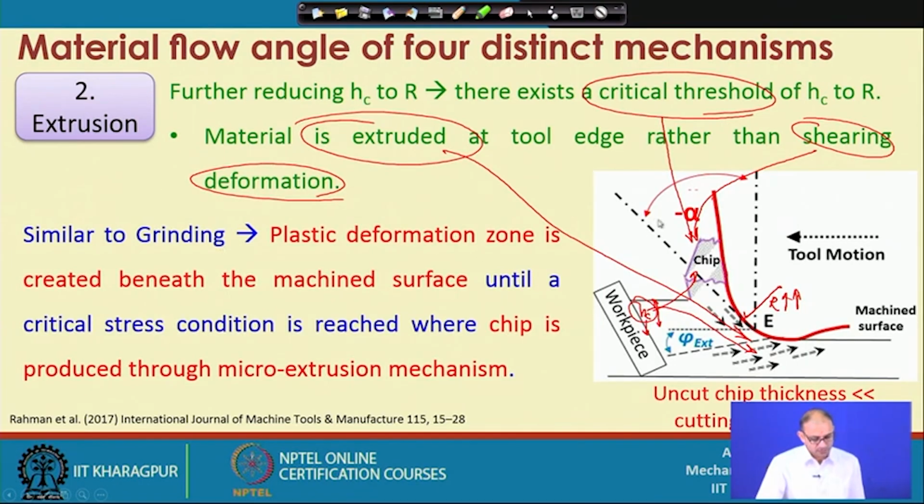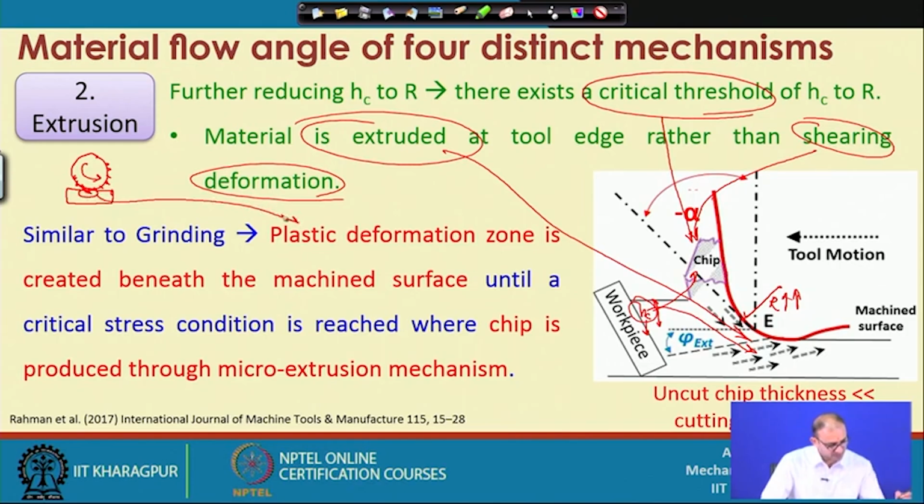right. So, how can you understand this phenomenon? This can be understood by a grinding process, because we know what grinding is. In grinding, this is the grinding wheel, and very small size abrasive particles are located on the periphery, and when it rotates, this is the workpiece, and what will happen? It will push the material in this particular zone. So, this particular zone is the plastic deformation zone.